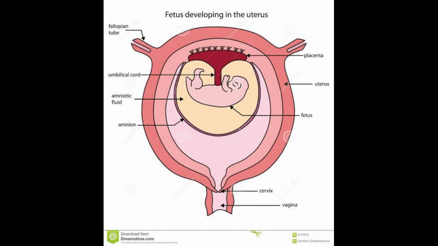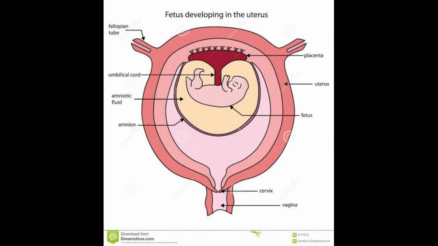So you can see the structure. See the umbilical cord, which connects the baby, the fetus, to the placenta. We have the ovary. Although the ovary is not shown, we have the fallopian tube where fertilization takes place. We have the amniotic fluid, which cushions the baby against mechanical injury.